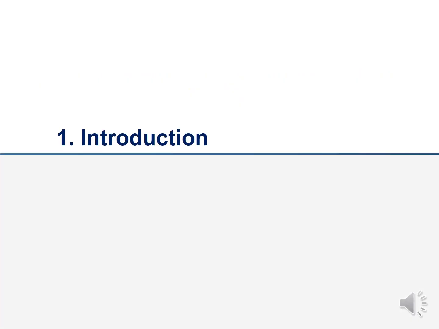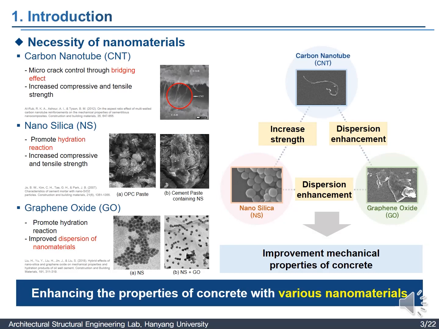First is introduction. Recently, research on the use of nanomaterials as concrete mixing materials is increasing. These nanomaterials include CNT, NS, and GO.